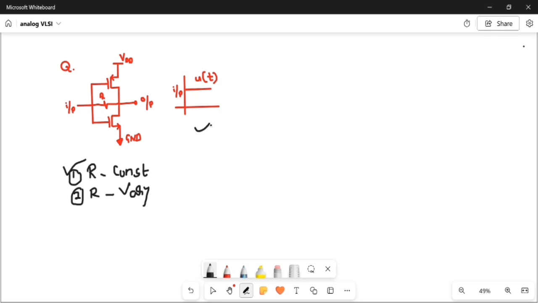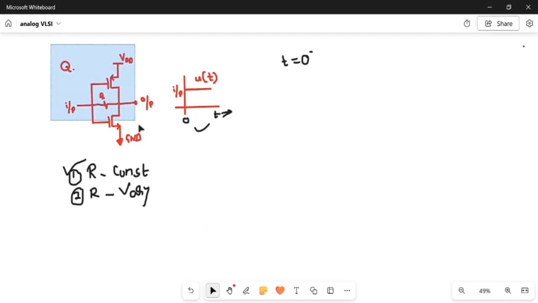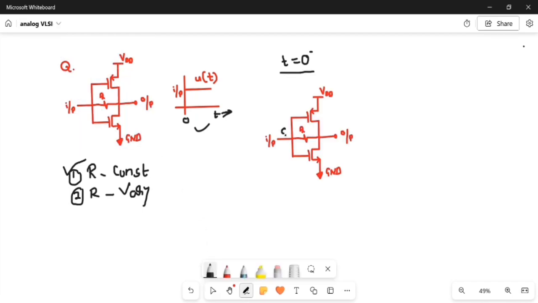Let's see. Now the input is a unit step. So we will analyze at t equal to 0 minus. This is the time axis, right? At t equal to 0 minus, the voltage value will be 0. Let me take this circuit. At t equal to 0 minus, the voltage here will be 0.